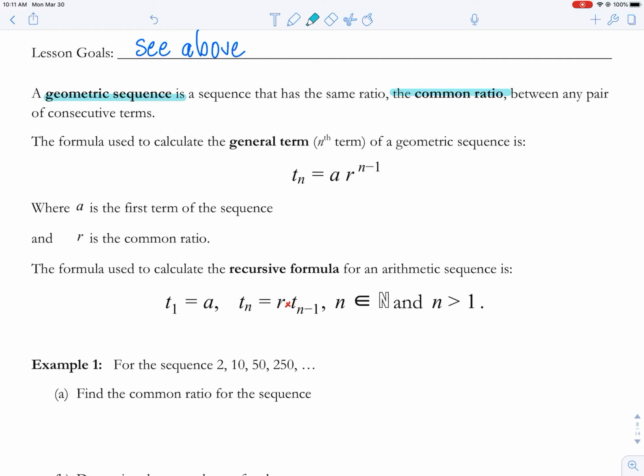And the formula used to calculate the general term of a geometric sequence is t_n equals a times r to the n minus 1, where r is that common ratio, that's why it's an r, and then a is our first term. So the a is the same symbol that got used last time, and n tells us what term we are in this sequence.